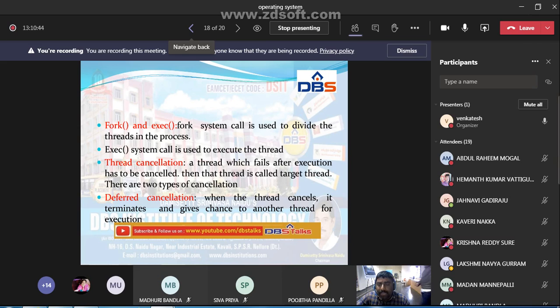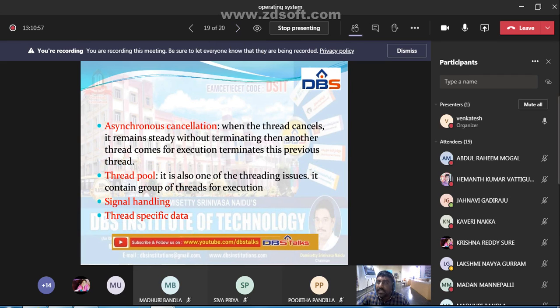We have two types, deferred cancellation and asynchronous cancellation. In deferred, when a thread cancels, it terminates and gives a chance to another thread, whereas in asynchronous it is not like that. When a thread cancels, it remains steady, that means it will not terminate. Whenever one more thread comes for execution, only at that time will it terminate and give a chance to that particular thread.